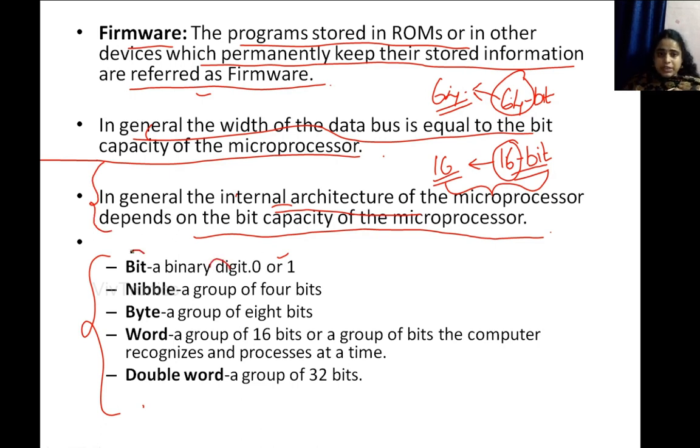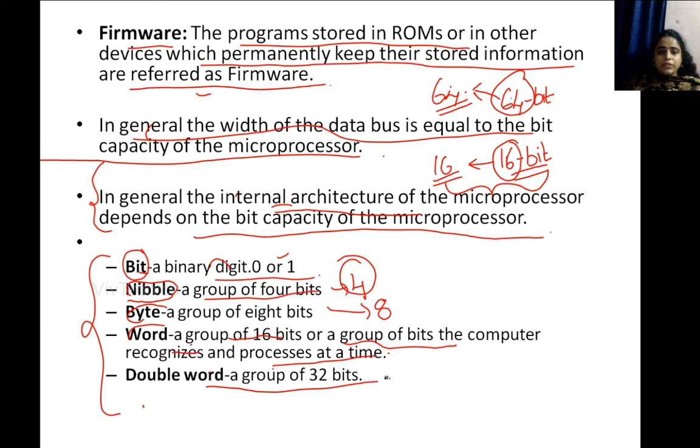And what is a bit? A bit is a binary digit, 0 or 1. Nibble: a group of 4 bits is called a nibble, and a group of 8 bits is called a byte. Generally we know byte, word and double word, but we don't know nibble. A nibble is nothing but a group of 4 bits. Word is a group of 16 bits, or a group of bits the computer recognizes and processes at a time. Double word is a group of 32 bits.